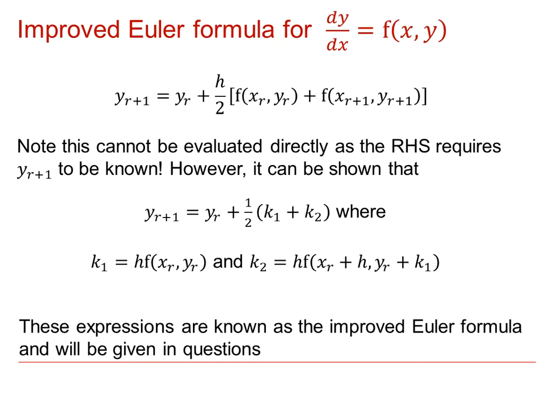However, it turns out that it's not impossible, and we can show that the value yr plus 1 is given by yr plus a half of k1 plus k2, where k1 is given by h, which is the interval width, multiplied by the gradient at the start of the interval, and that k2 is h multiplied by the gradient at the end, which is xr plus h, that's the new x value, and then the new y value.